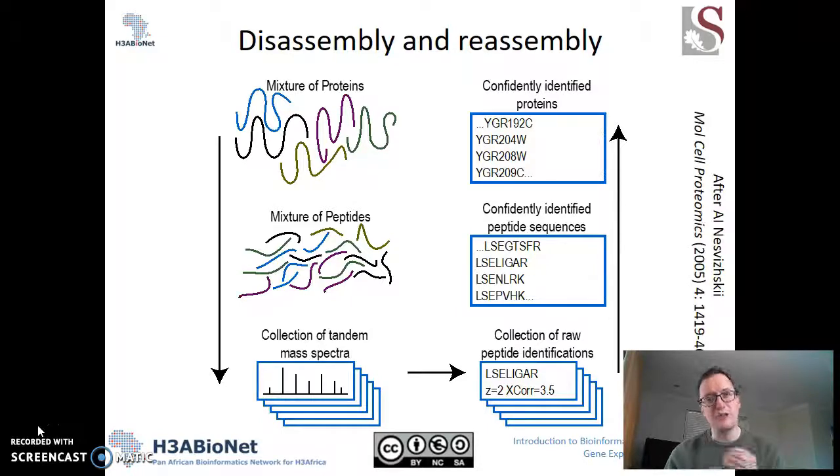The next stage is that we need to figure out which of these matched spectra are confident matches and separate those from those that we feel much less confident about. That's the next step that we see here. In this case, we'll talk primarily about the target decoy method for applying a false discovery rate to the identified peptides. And finally, we need to reintegrate the data at the protein level to say which proteins are the best hypotheses for explaining the peptides we've identified.